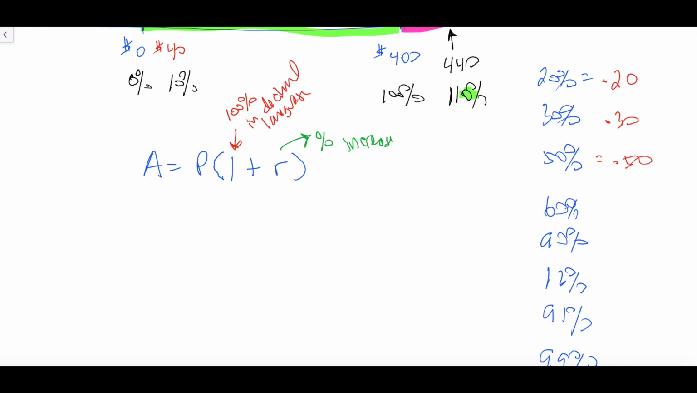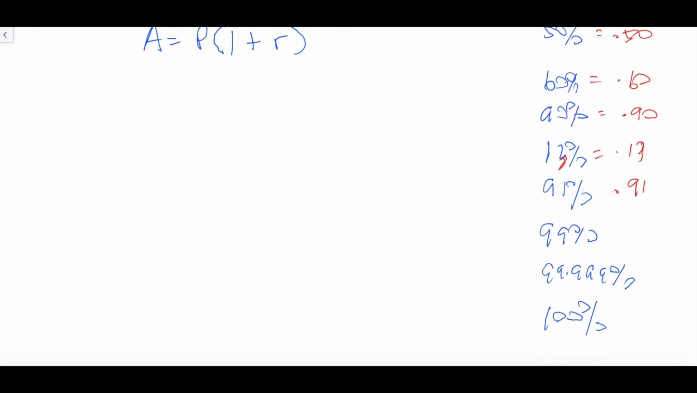0.50. What's 60% in decimal language? 0.60. What's 90% in decimal language? 0.90. What's 13% in decimal language? 0.13. What's 91% in decimal language? 0.91. And what is 99% in decimal language? 0.99.